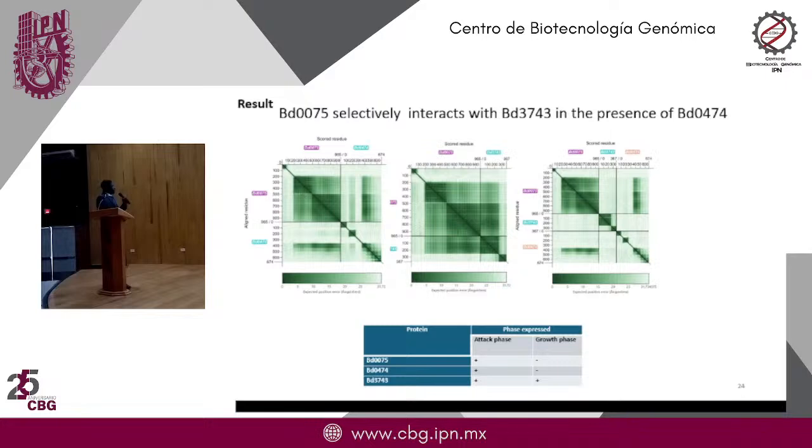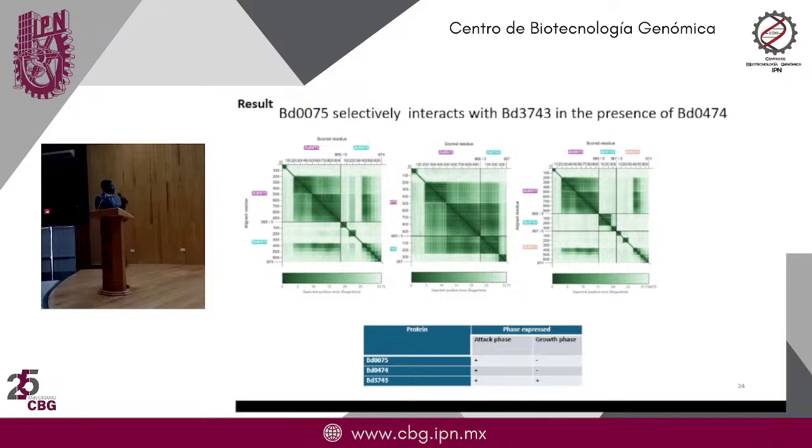And we could also see that that interaction occurs. But when we put the 3 together, we find that it no longer binds to 3743, showing a preferential binding for 474 in the presence of 4743. So this was interesting to us, and I'm going to talk about it a little, but I can give a hint right here.